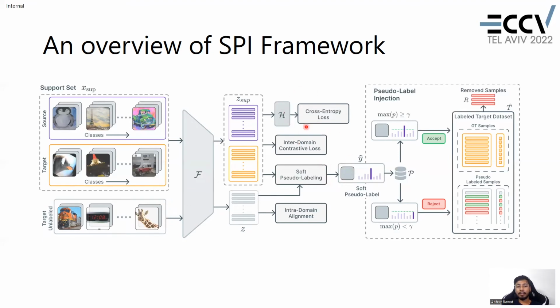Here, H denotes the classifier layer and is trained using the cross entropy loss from the support set only. Soft pseudo-labels are computed using the similarity based method that was described earlier. The key value pair mapping the samples to the exponential moving average of these soft pseudo-labels are then updated. Lastly, we determine if a sample is to be added to the labeled target set or not using the threshold gamma. We also remove samples that were previously added to this labeled target set if their confidence falls below that threshold gamma.